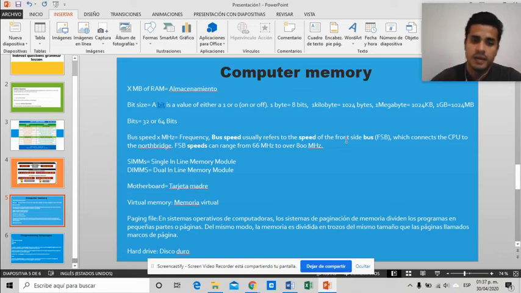So next one, we have what is called SIMMs and DIMMs. SIMM, single inline memory module, and DIMM, dual inline memory module. As you guys know, single means one, dual means two. Now, motherboard. The motherboard is like the main component of a computer. It's where you attach all of the other components, like the RAM memory and your fans and all of it, your video card. So that goes attached to the motherboard.